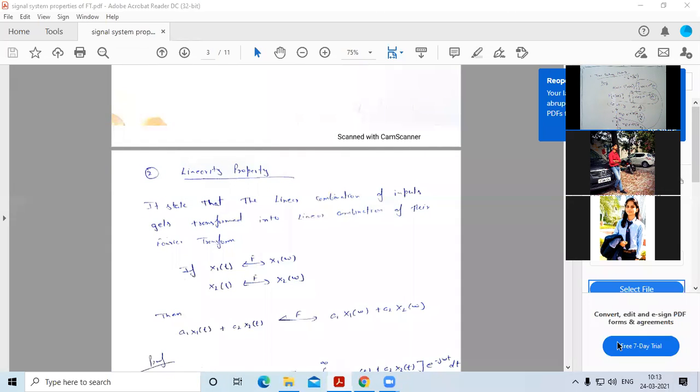Kindly answer this poll, beta. What does the time scaling property do? First, time compression results in spectral expansion. Second, time expansion results in spectral compression. Third, both A and B. Fourth, none of the above.